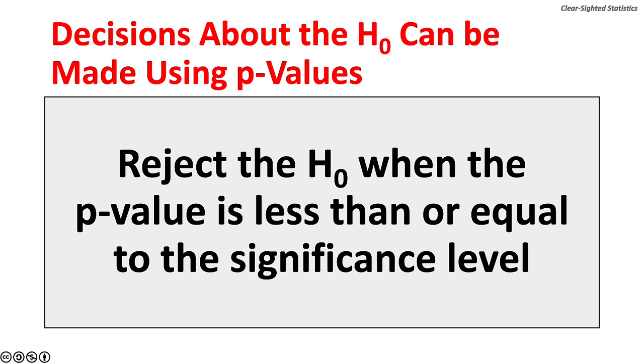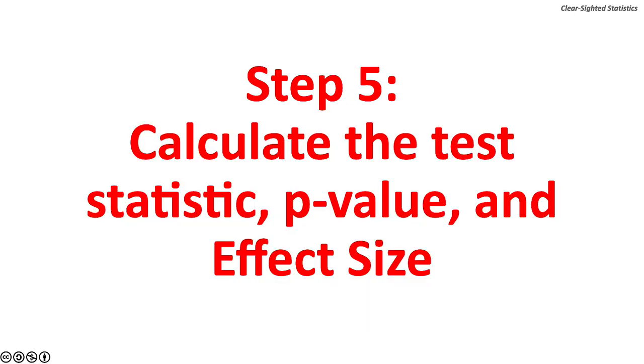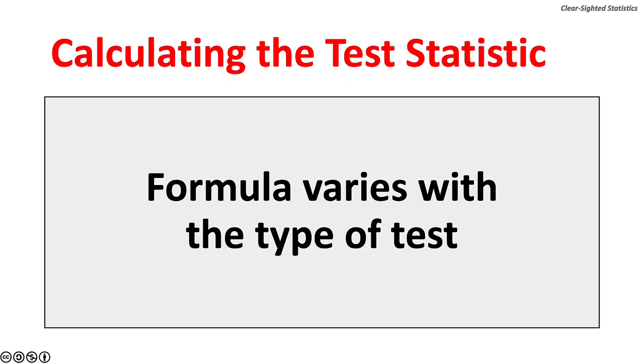Decisions about the null hypothesis can be made using p-values. The null hypothesis is rejected when the p-value is less than or equal to the significance level. In fact, most researchers make their decisions regarding the null hypothesis on p-values. Step 5, calculate the value of the test statistic, p-value, and effect size.